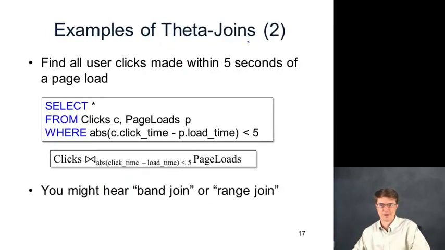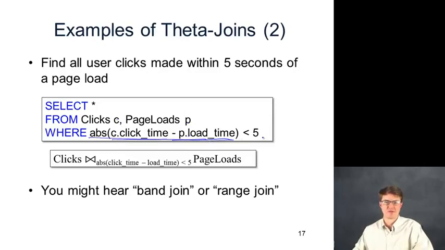All right. So another example that you might be able to think about coming up in practice in your own work is, well, find all the user clicks made within 5 seconds of some page load. And this is much like the distance argument before, but now we can think about it in terms of time, which is just one-dimensional. The one-dimensional distance is easier to define. So we say find the click time minus the load time of the page, right? So c.click and p.load, and take that absolute value and see where that's less than 5.